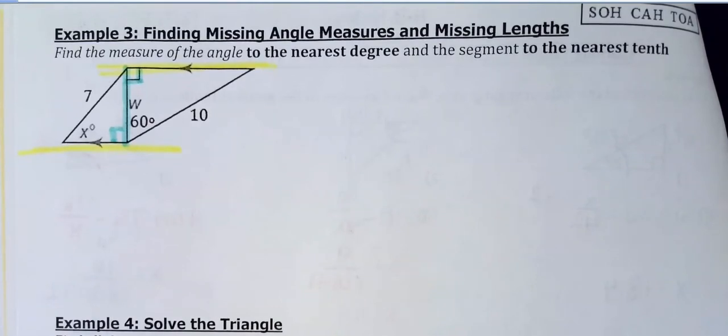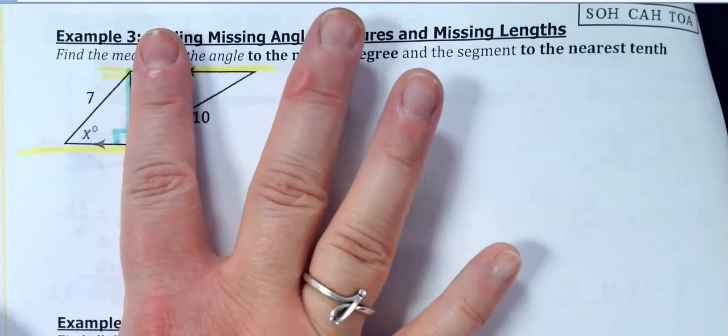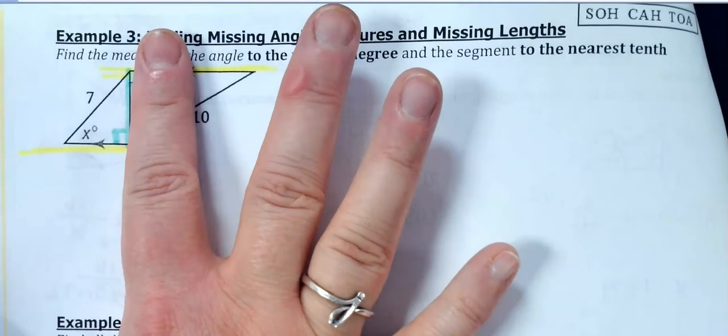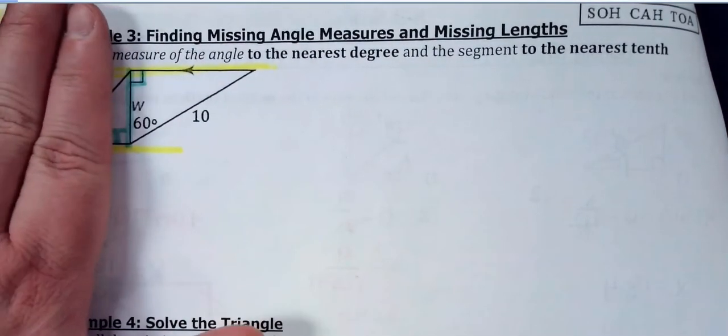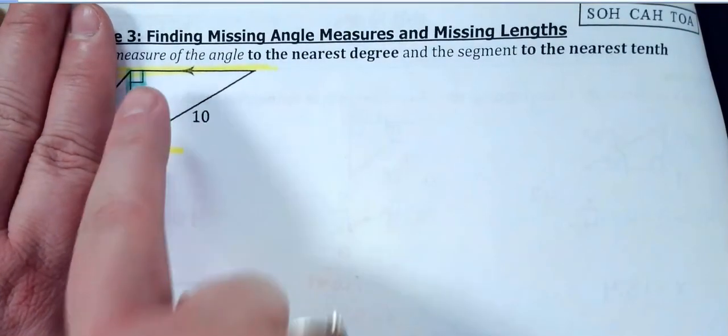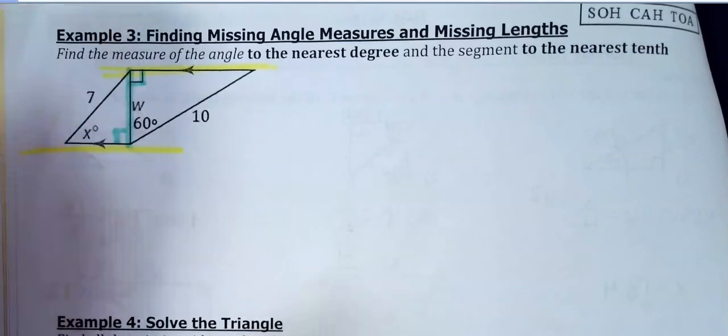What I would tell you here, we have to find W before we can find X. So let me go ahead and do that first. With X, if I did that, I just have a missing angle and just one side in a triangle, so I don't have enough information to do that. But here I have an angle, a side, and a side, so I can use that angle measure with our trig functions to figure that out.